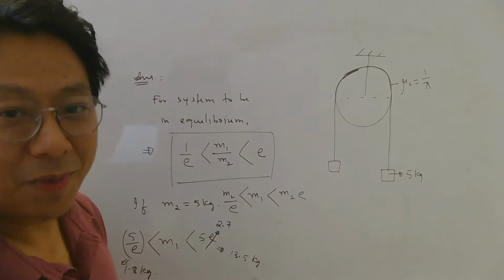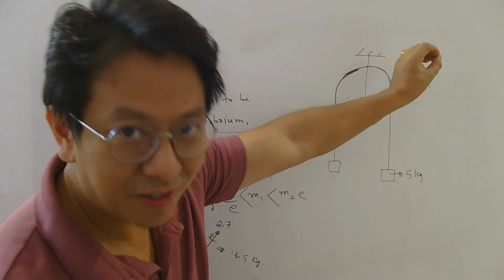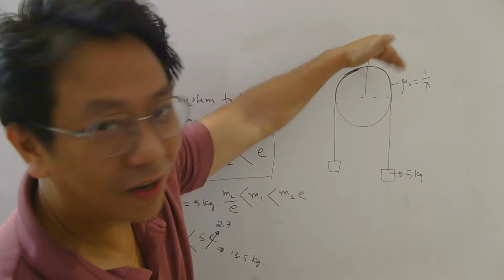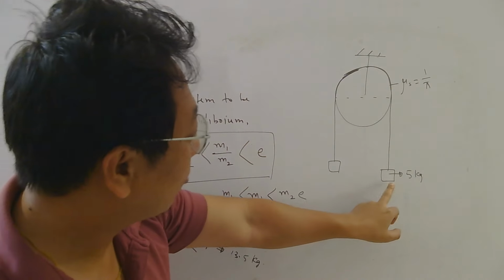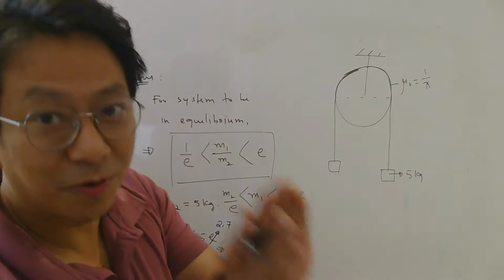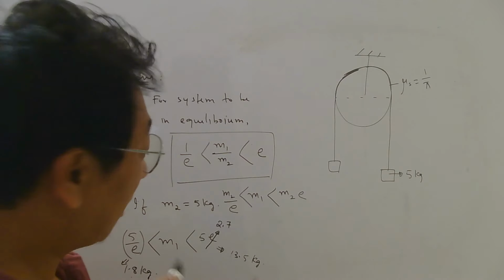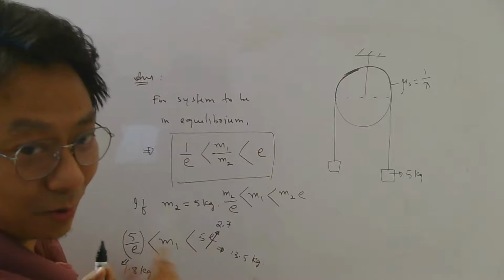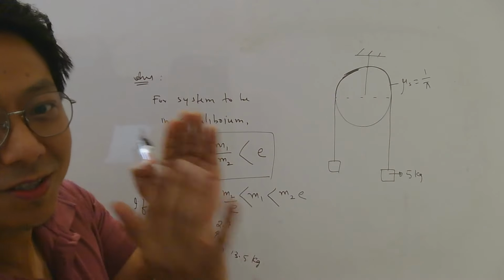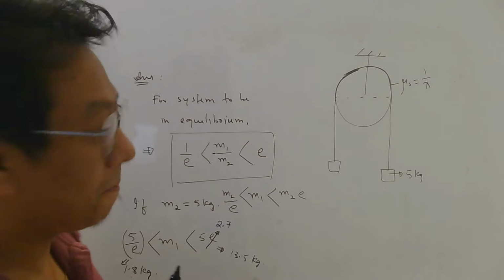So what this result basically means is, if you have a pulley where the friction coefficient is 1 by pi and the angle of contact is 180 degrees, and one block has mass 5 kg, then for the system to be at rest, with no acceleration, the other block can have any mass in this range, because this was derived by assuming the system is at rest. Remember, the system is in equilibrium.